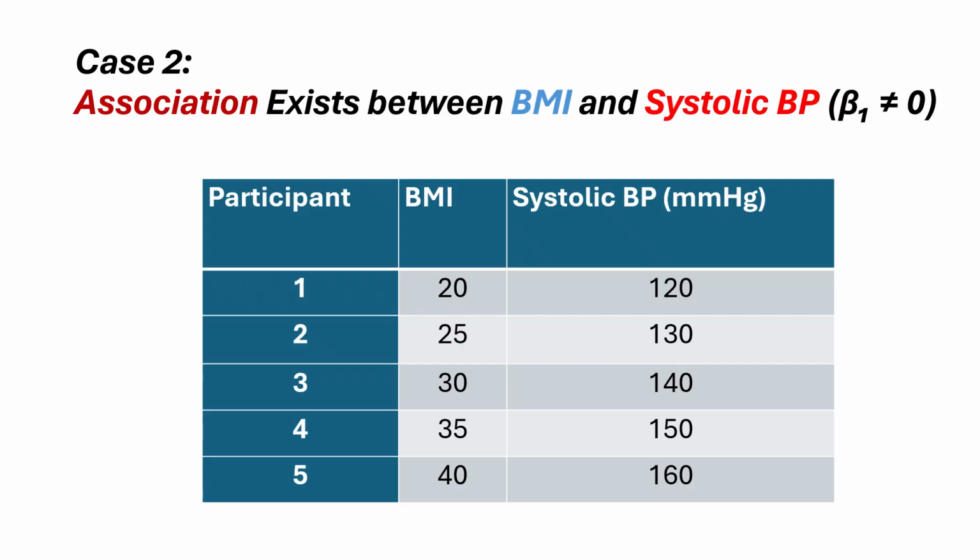Now let's look at another example where there is an association between BMI and systolic blood pressure. We see that participant 1 has a BMI of 20 and a systolic blood pressure of 120. Second person has a BMI of 25 with a systolic blood pressure of 130. Third person BMI 30, systolic blood pressure 140. Then BMI 35, systolic 150. And the last person has a BMI of 40 with a systolic blood pressure of 160.